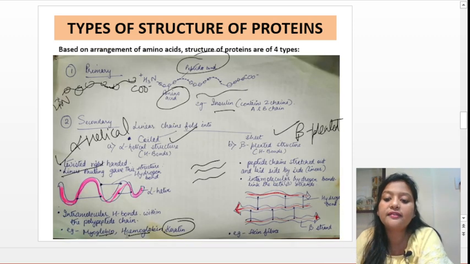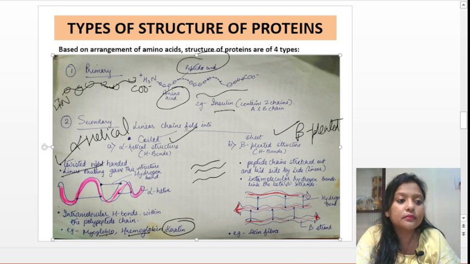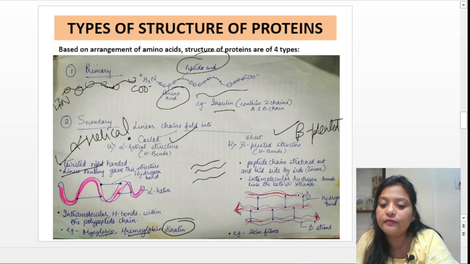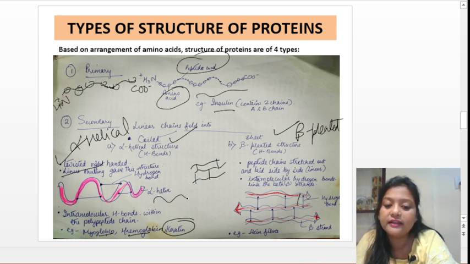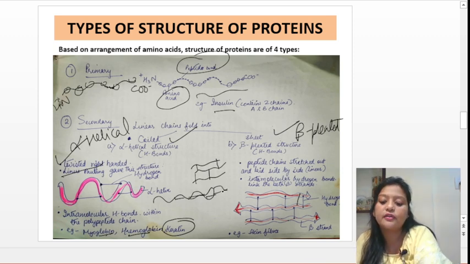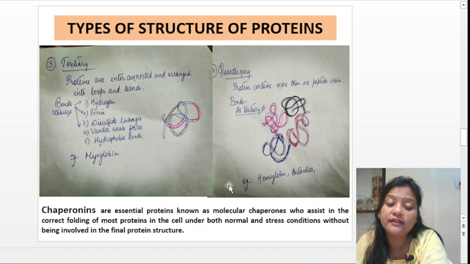Now, see here, you can see one thing. You see the hydrogen bonds I've shown here. You can check this one. This is the hydrogen bonds between these two. So there are hydrogen bonds, hydrogen bonds, hydrogen bonds like this. And in the helical one, you can see the hydrogen bonds are like that. These are the hydrogen bonds. Okay. Moving on to the third one, which is tertiary.